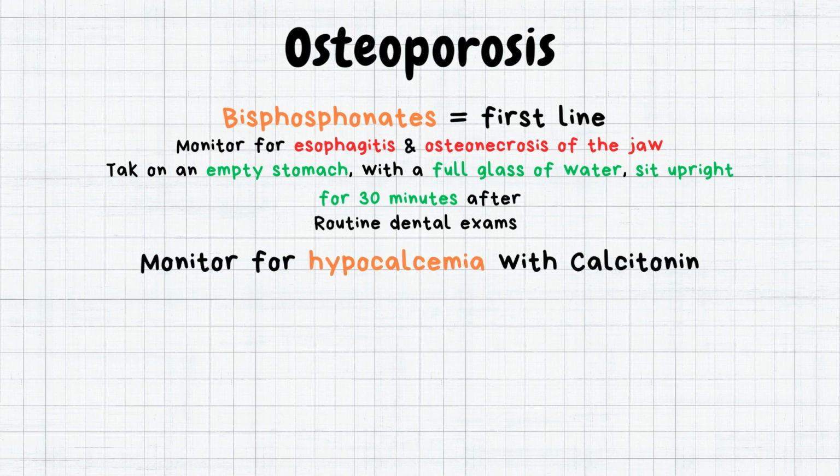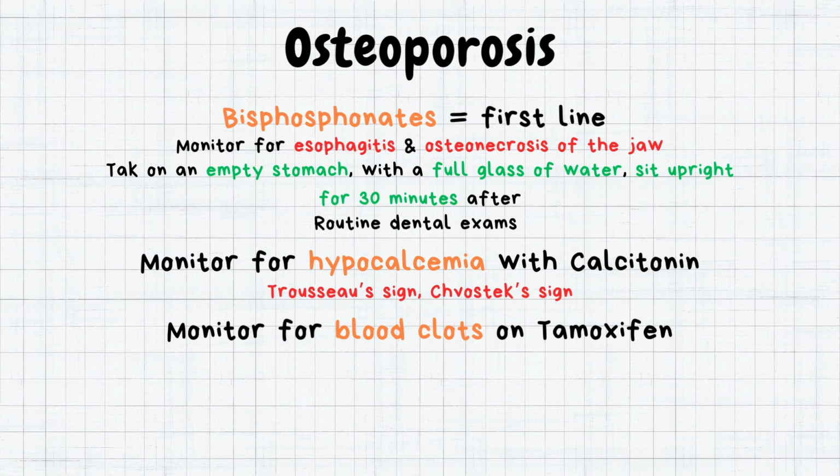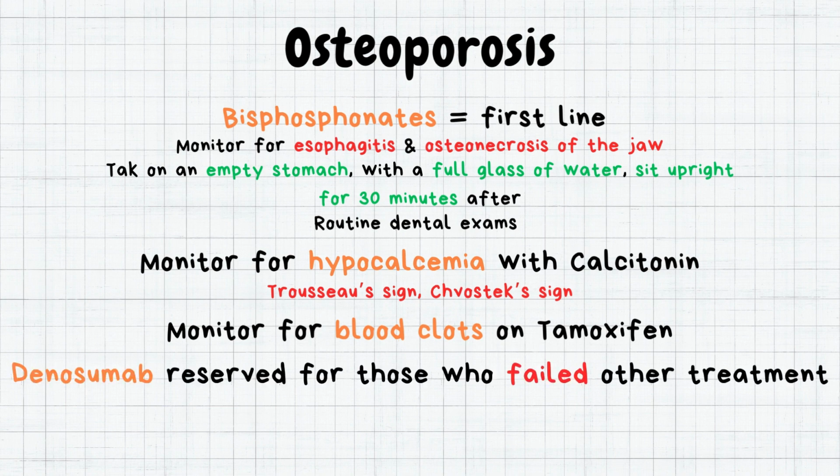Monitor for hypocalcemia with calcitonin, such as Trousseau's sign and Chvostek's sign. Monitor for blood clots if patients are on hormone replacement therapy such as Tamoxifen for postmenopausal osteoporosis. Denosumab is an immunotherapy reserved for those who failed other osteoporosis treatment, and osteonecrosis of the jaw can also occur.